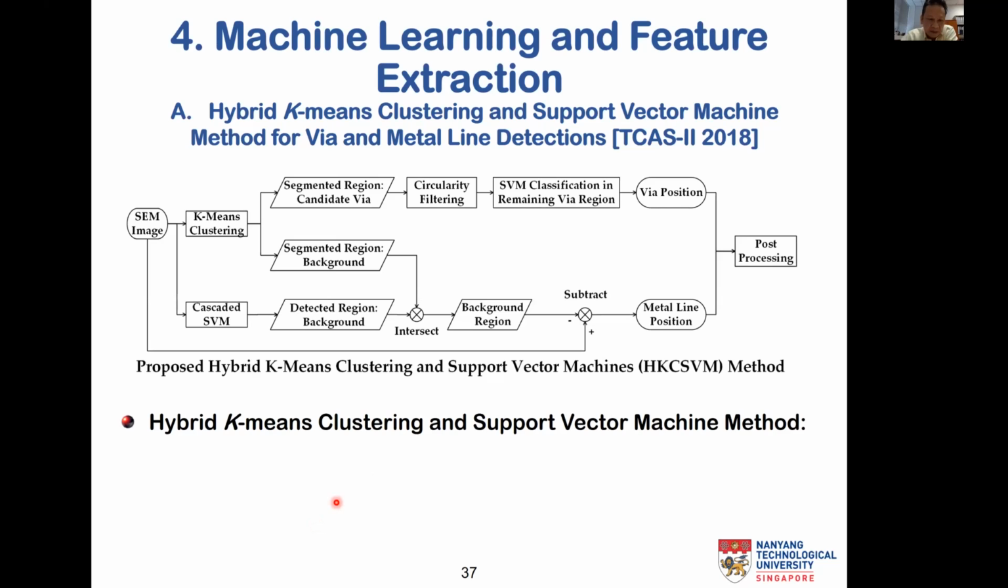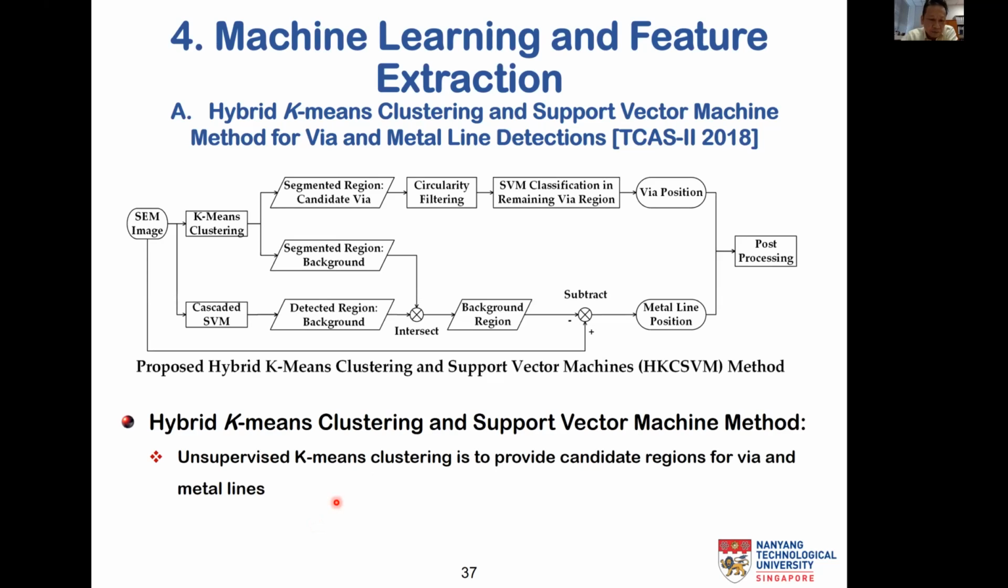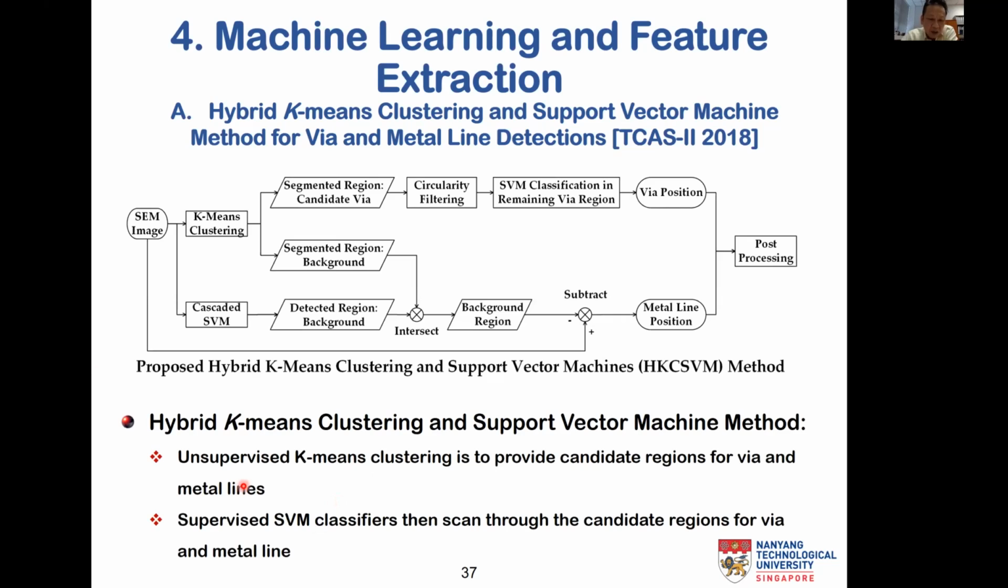So we use this method. Let me briefly explain it to you. We use unsupervised k-means clustering to provide a candidate region for the VR and metal line. And we also use a supervised SVM classifier to scan through the candidate region for the VR.